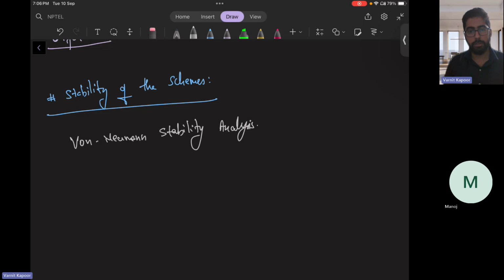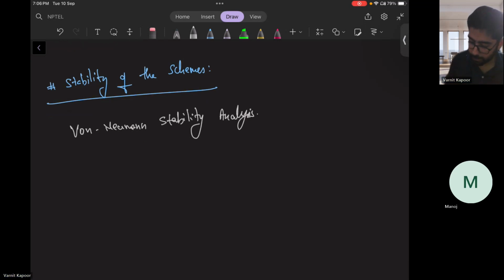So round off errors come from going from time step to time step. In computers, you get round off errors. You cannot have infinite precision. At one point of time, you will have a round off error. It's a classical technique, classical method.